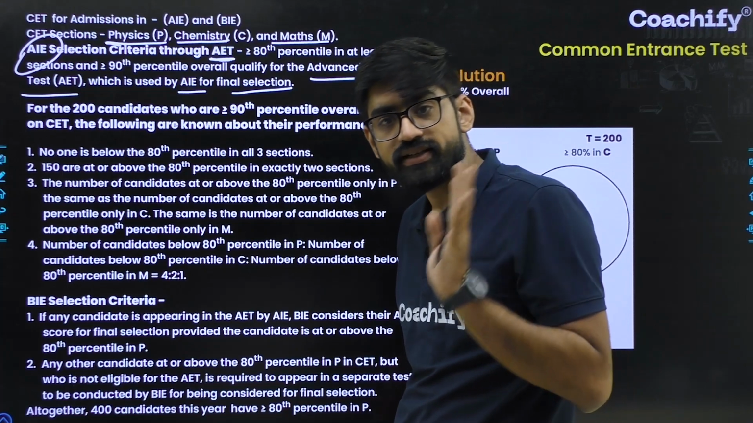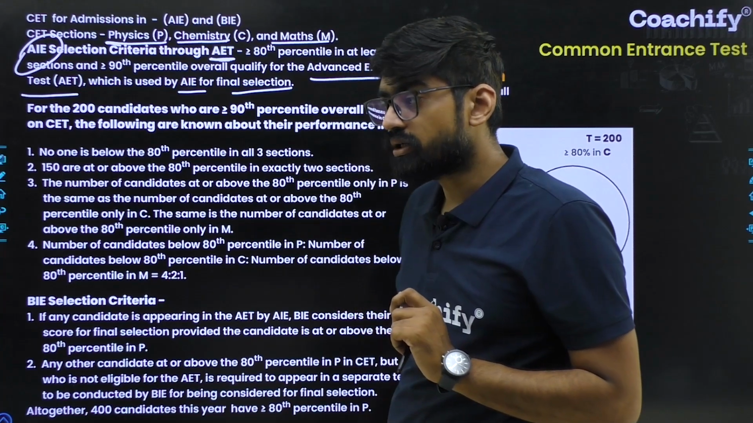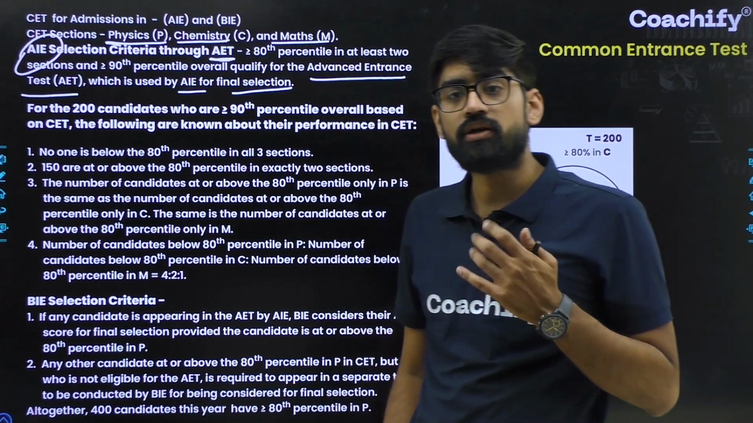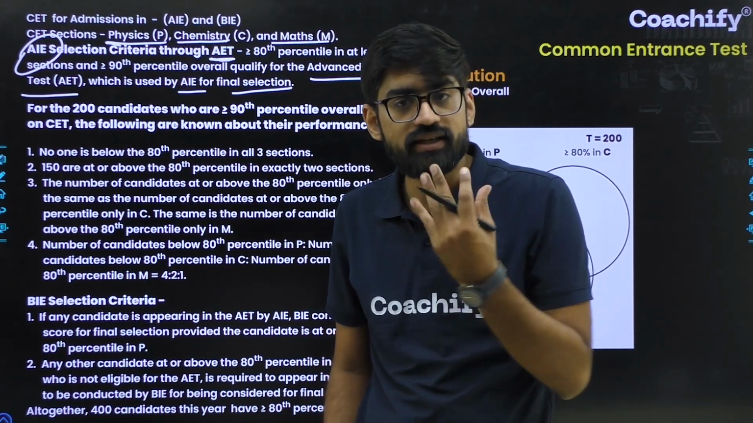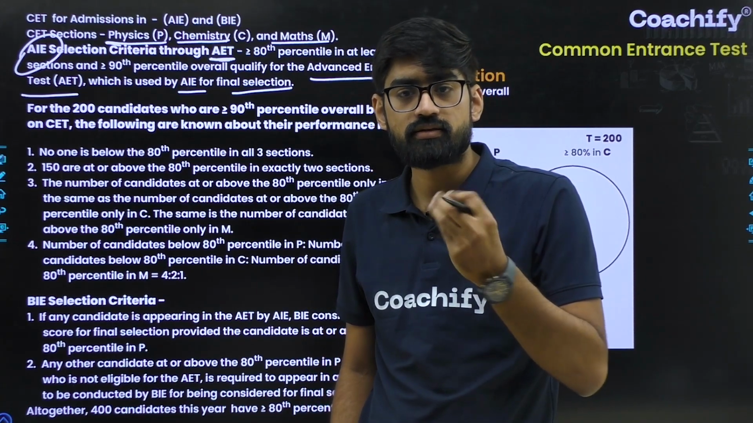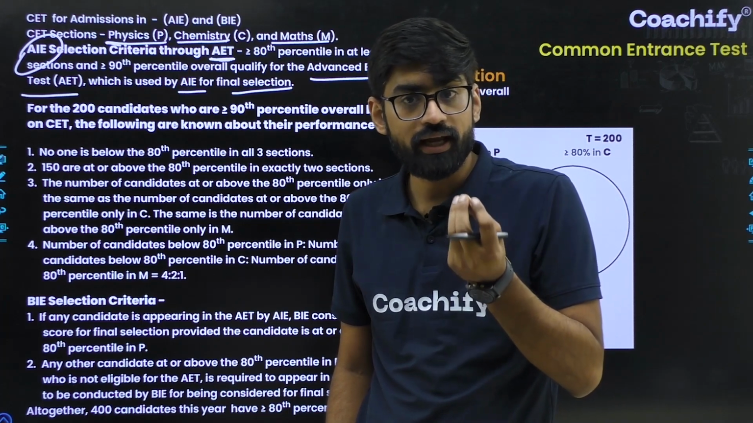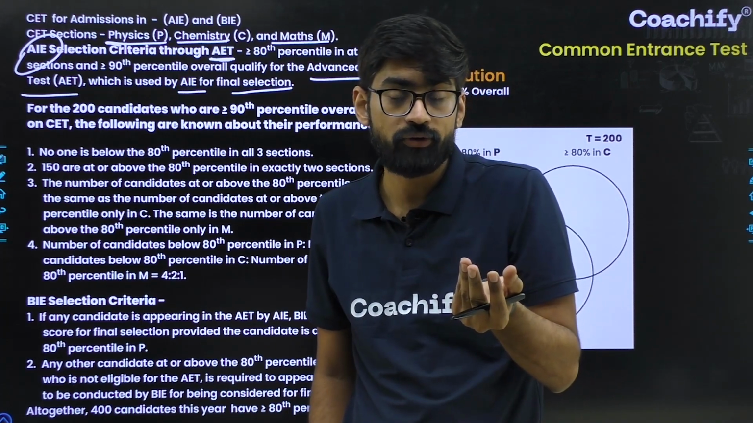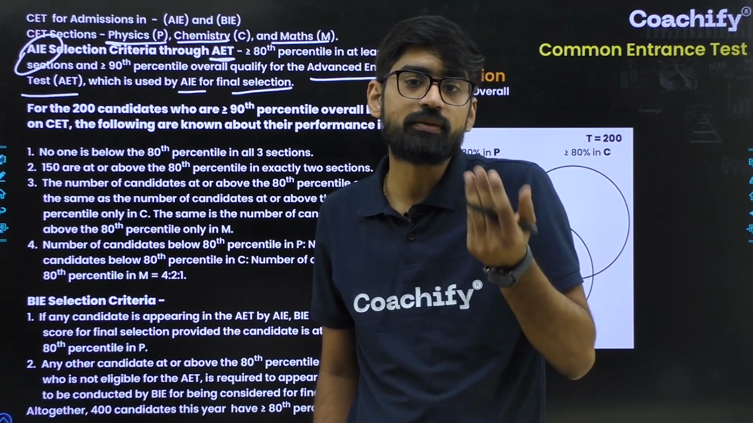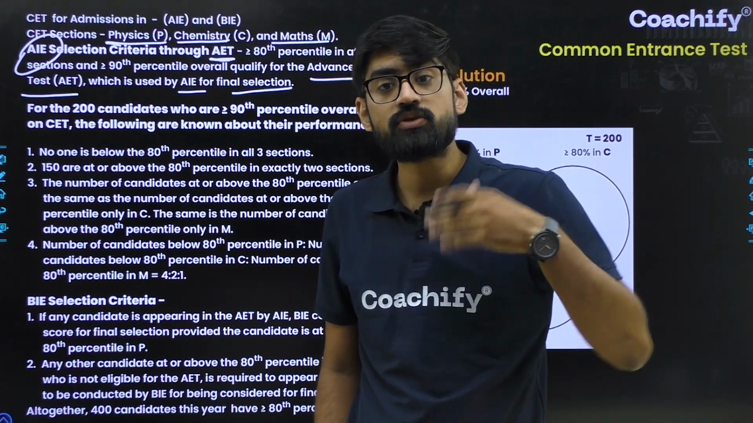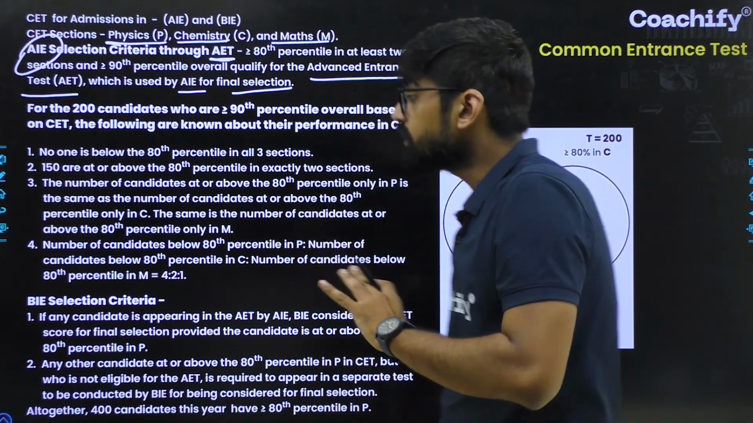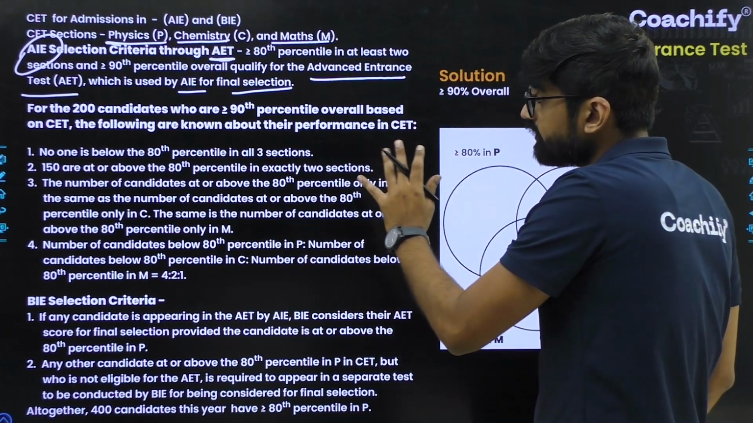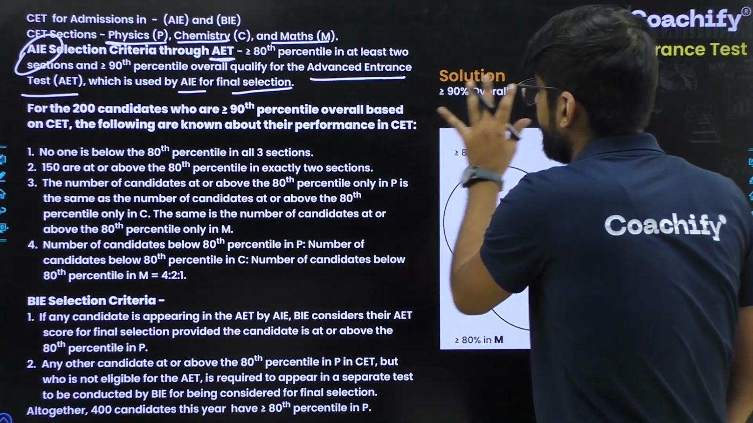That means we are talking about three sections. So if we understand this particular set, we'll come to know that this set is based upon Venn diagram. Why? Because we're talking about three sections. There will be some students who will be scoring at least 80 percentile in exactly one section, students who will be scoring at least 80 percentile in minimum two sections, and students who will be scoring at least 80 percentile in all the three sections, right? So it will be better if we solve this set through Venn diagram.